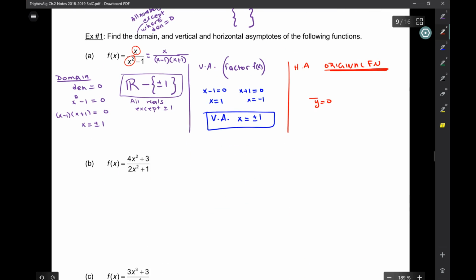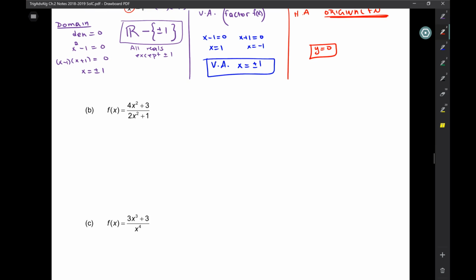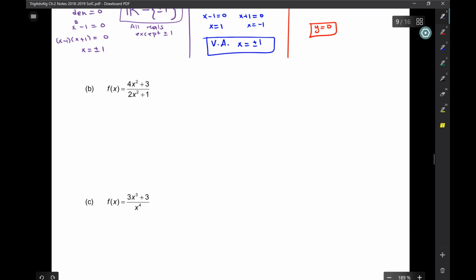Okay. One more thing. Asymptotes are lines, right? So they have to have an equation of a line. So it has to be an equation. X equals something, y equals something. Otherwise, it will be a point off. Okay? All right, so let's do another one here.